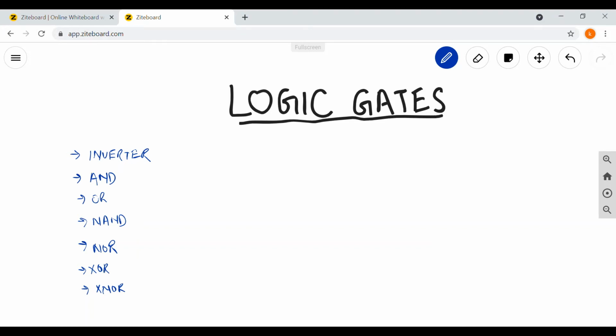Okay, hi guys. So today we're going to be talking about logic gates, and these are the topics that we're going to be going through in this lecture: the inverter, the AND gate, the OR gate, the NAND gate, the NOR gate, the XOR gate, and the XNOR gate. So let's get started.